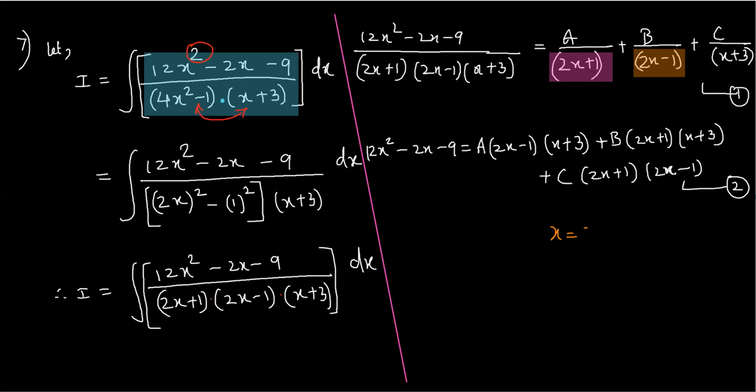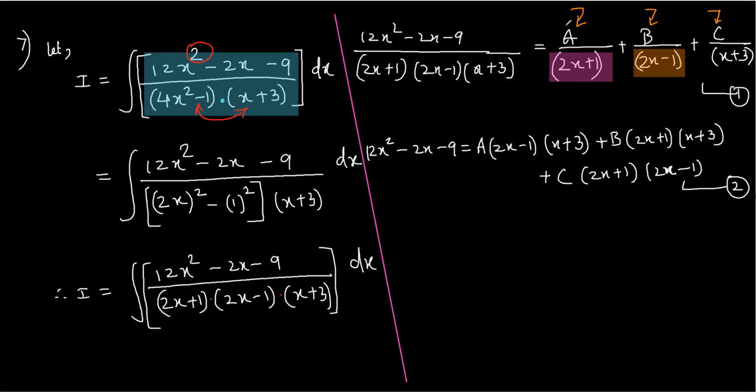And similarly, when you put x equals to negative 3, because the factor in the denominator of c is x plus 3, you will get a and b eliminated. You get the value of c. So this way you get the value of a, b, and c. You substitute a, b, and c here, and then you write the final answer.